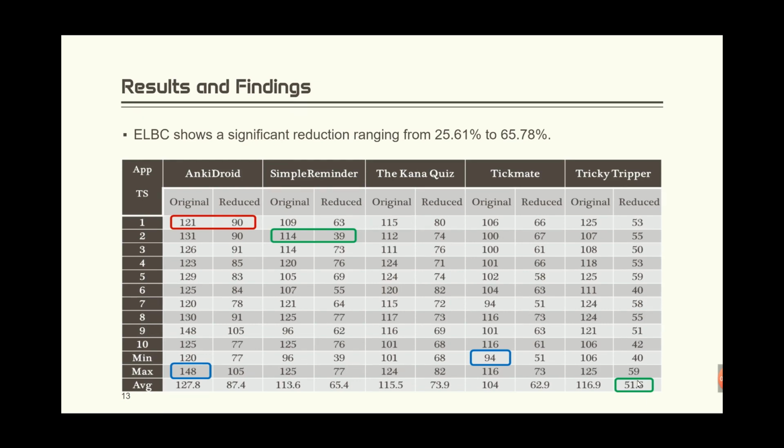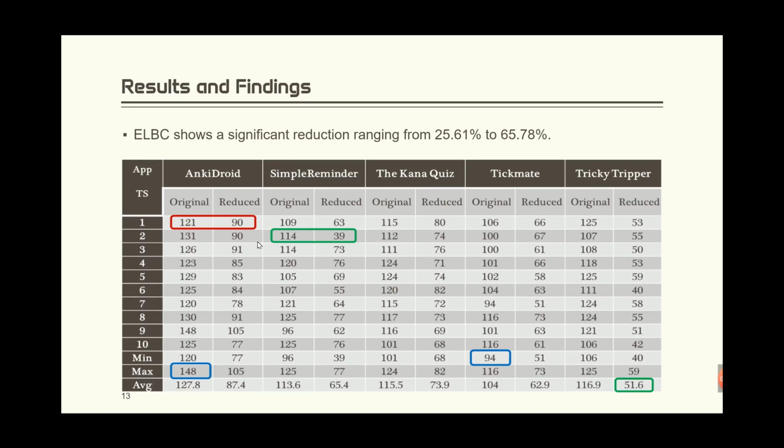The best performance of ELBC in reducing test suites was in Tricky Tripper with an average of 51.6%. This high observed performance might potentially be attributed to the minimal disparity between the minimum and maximum number of elements and test cases across all its 10 test suites. Simple Reminder had the highest test suite reduction, where it became 39 test cases after removing 75 test cases from the original test suite.